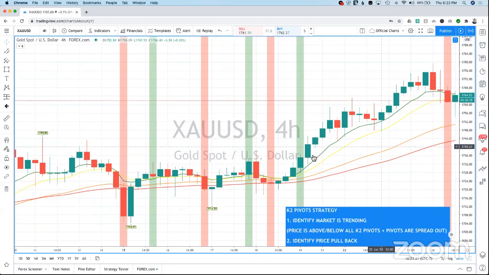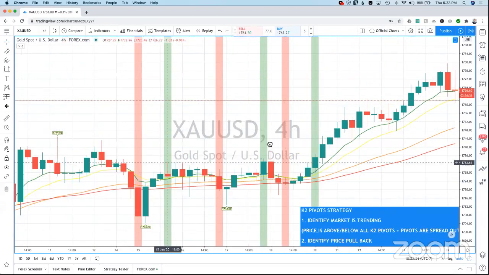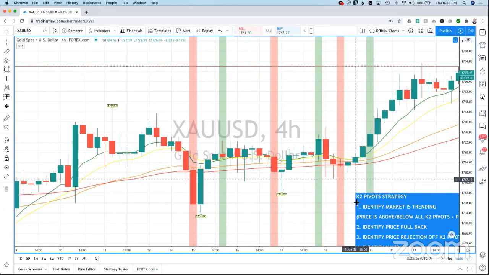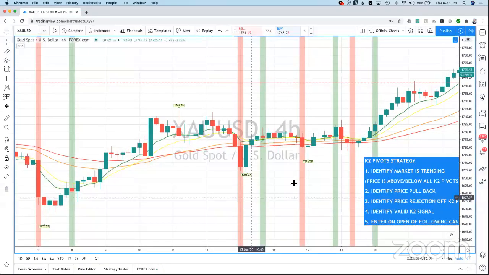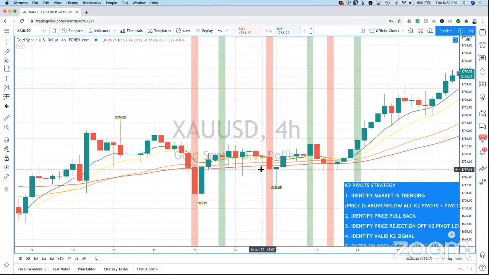But the market has just been weird this week, so this might not be the best example, but I'll just use this for now, just to show you guys that it still works even when the market isn't trending super heavily. But if the requirements are met, it can still work. You can see right here, the green line's above, the yellow line's right here, the orange line's right here, and the red line's right here.